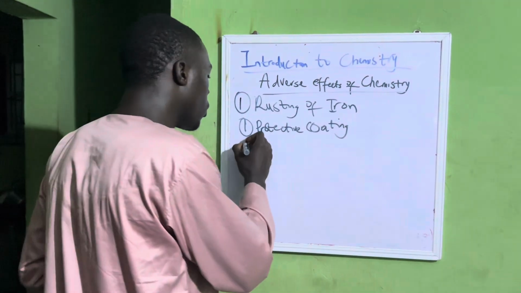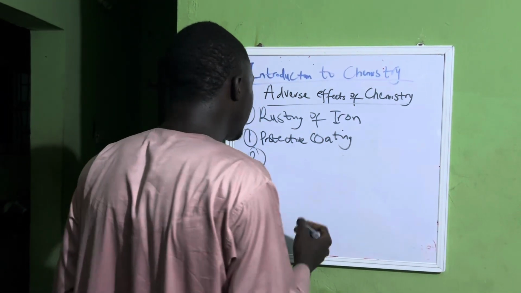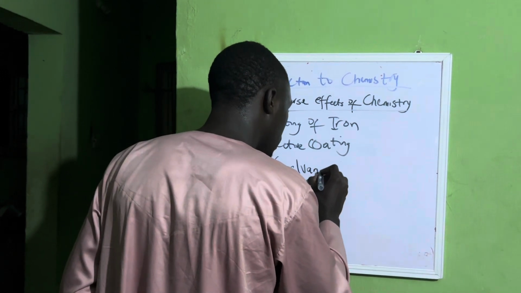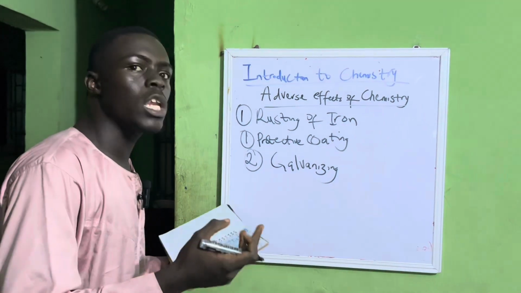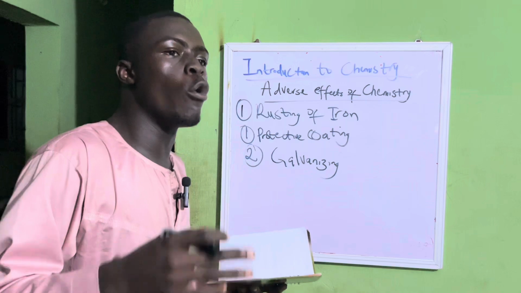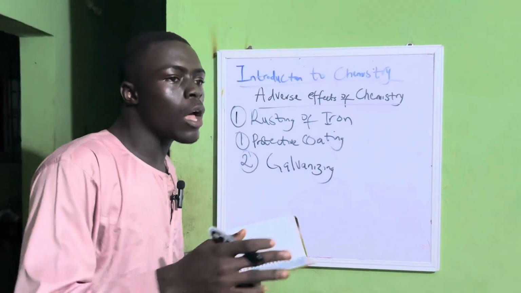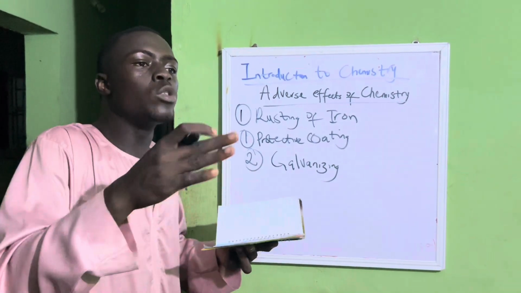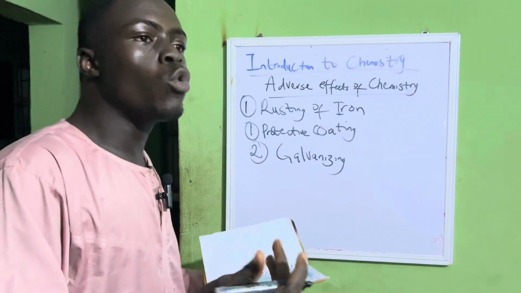The second way of protecting iron from rusting or corrosion is galvanizing. Anywhere you hear the word galvanizing, they are talking about zinc. You can use zinc as a protective metal on iron because zinc does not corrode. If you electrolytically put zinc on the surface of iron, the iron will not corrode.